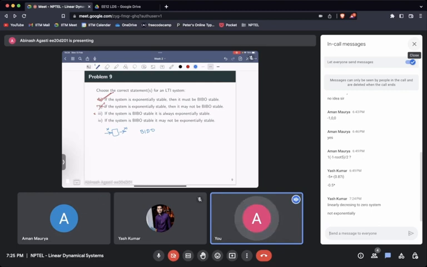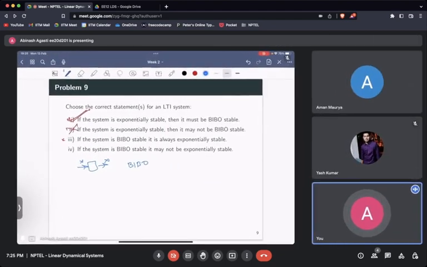So let us just consider this simple example. Let's say I have the identity system. So any input X gives me an output X. So clearly this is bounded input, bounded output stable because the input and output are equal. So if the input is bounded, then obviously the output will be bounded.